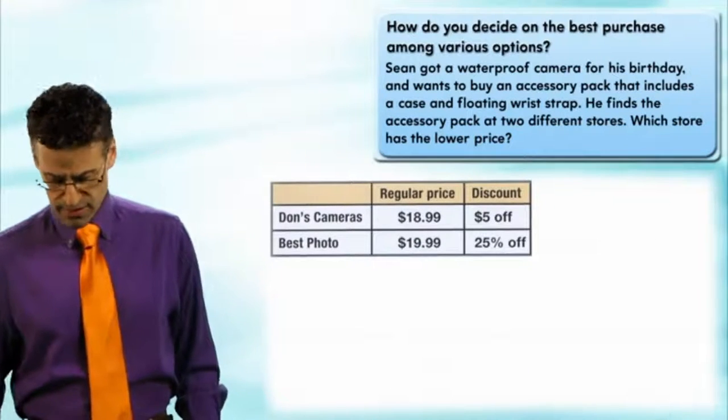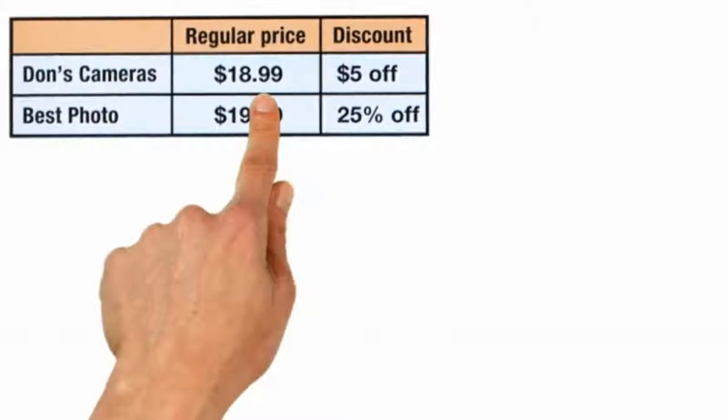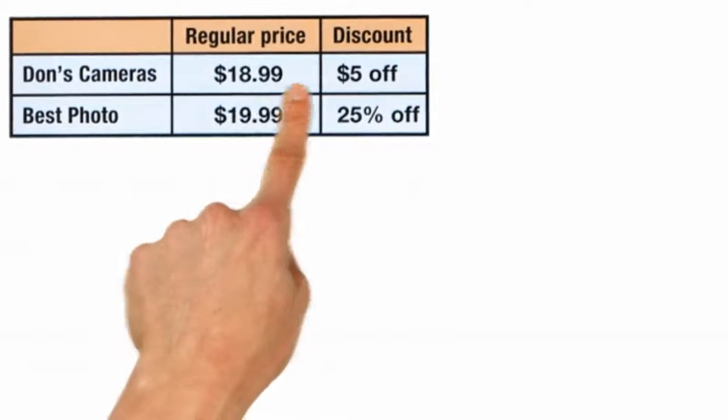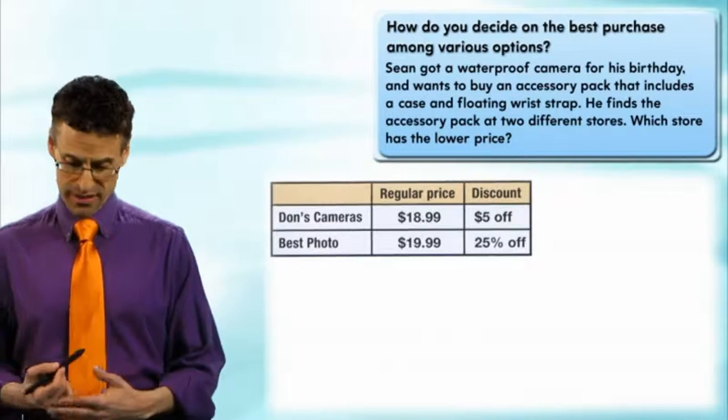The first one, Don's Cameras, sells the pack for $18.99, but is offering a $5 off discount, which is awesome. It means that you have to pay $5 less. So that sounds like a pretty good deal.